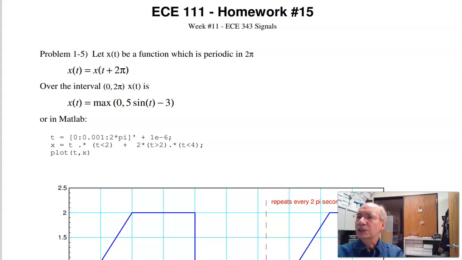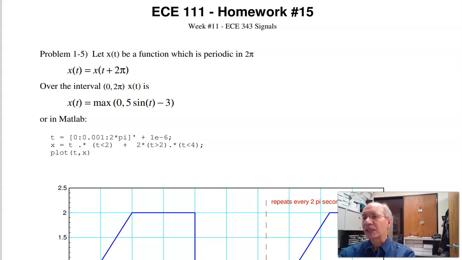Here are solutions to homework set number 15 for ECE 111. This homework set looks at solving problems in Matlab that you're going to encounter when you take Signals and Systems. Now, Signals and Systems is a course where we look at analyzing circuits and filters. One of the topics is called Fourier transforms.